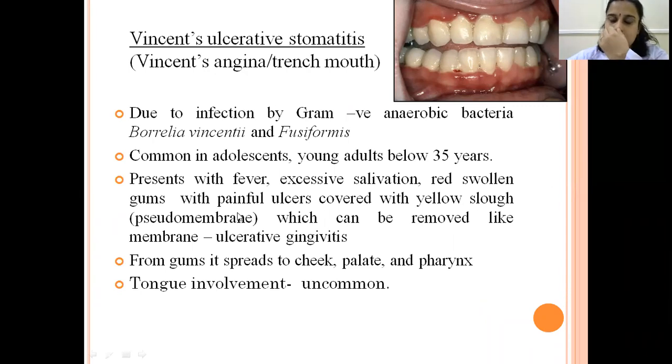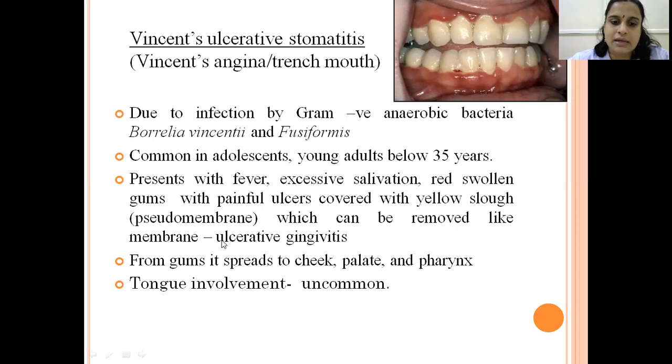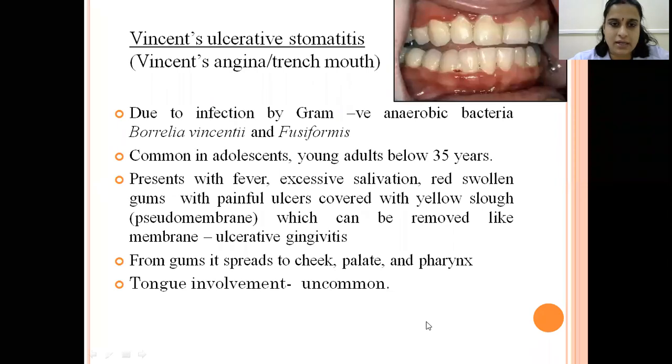It is a pseudomembrane formed by the slough of necrotic tissue covering the ulcer. It is easily removed. Hence, this is also called Vincent's ulcerative stomatitis. It is ulcerative gingivitis, with acute necrosis of the tissue involved. It is a very dreaded disease wherein there is necrotic ulcerative gingivitis initially, and from the gums it may spread to the cheek, the palate, and the pharynx also. Usually, the tongue is not involved in Vincent's angina or trench mouth.